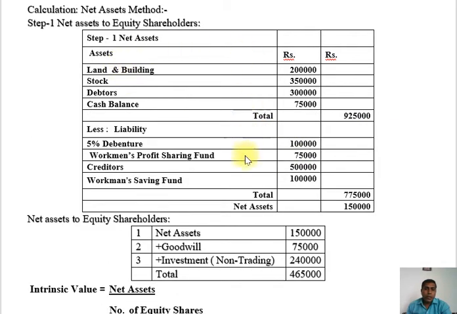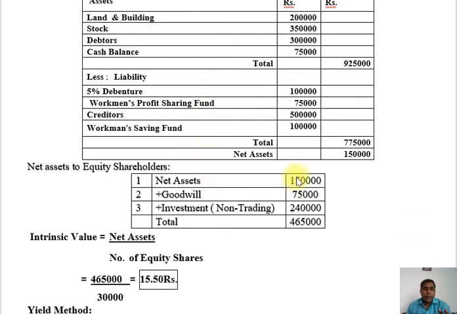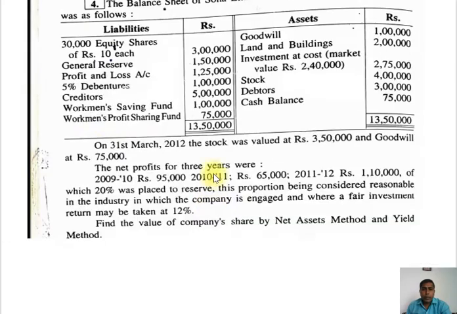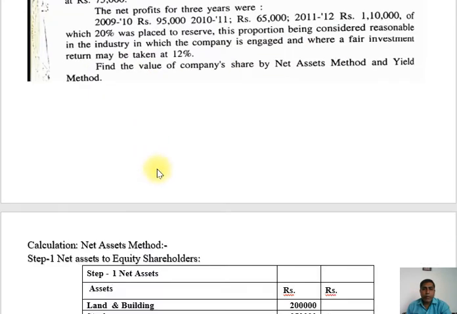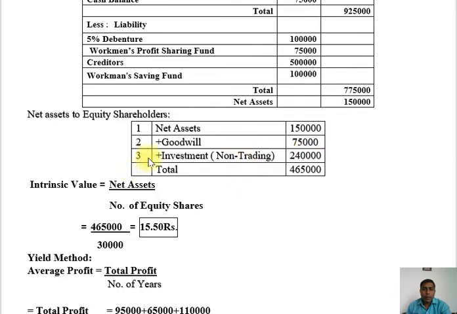So friends, this is the net assets, and on these net assets all the shareholders make their claim, but we find out only the equity shareholders' net assets. So friends, when you find net assets and goodwill value, then you make this type of table: first net assets 1 lakh 50,000, plus goodwill, here the new value of 75,000. Then after, investment, which is non-trading.